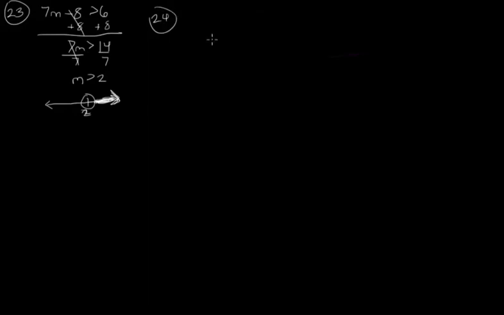Okay, 24. 2x minus 6 is greater than or equal to negative 9. Negative 9, there we go. Let's add 6 to both sides. Negative 9 plus 6 is negative 3. We're going to divide both sides by 2, and x is greater than or equal to negative 3 halves.